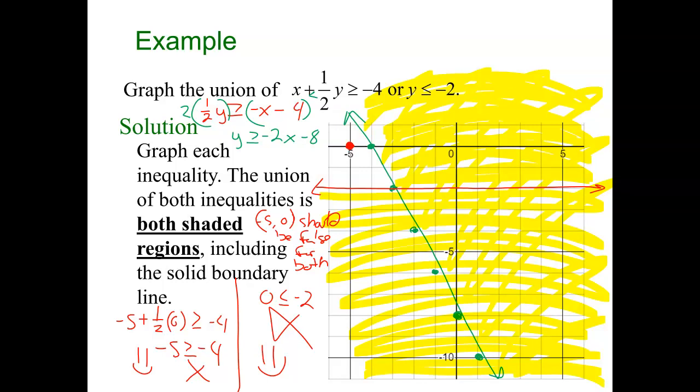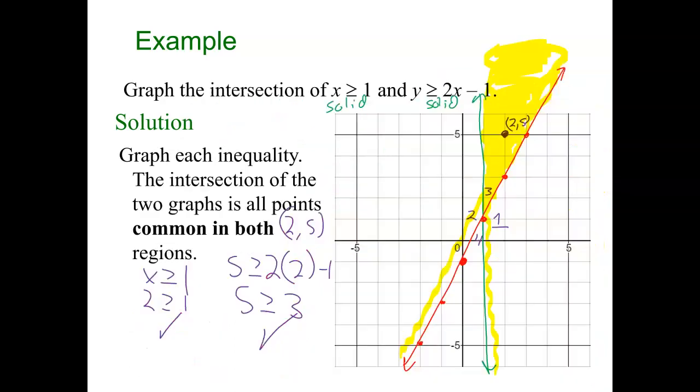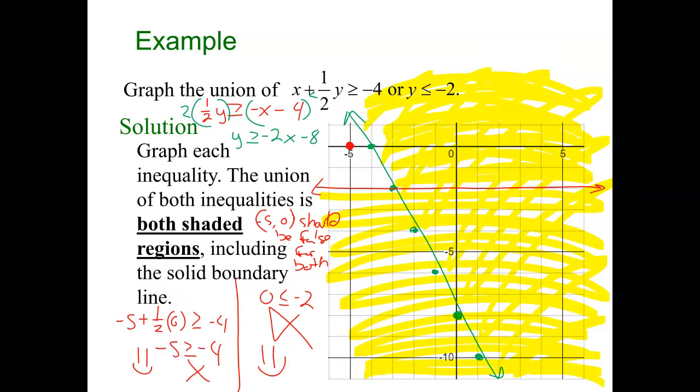Wait, is it a union when it says "or"? Yes. Union is "or," and intersection is "and."